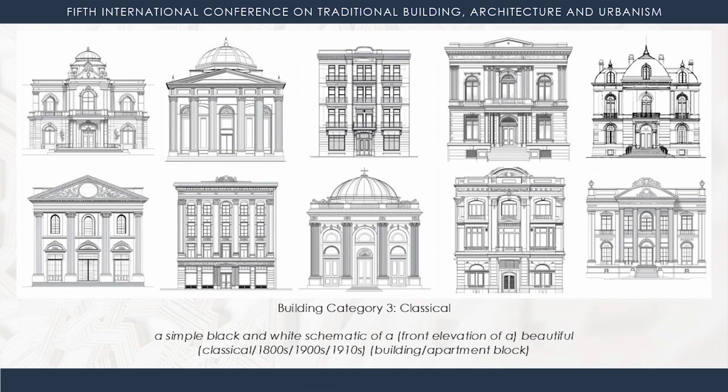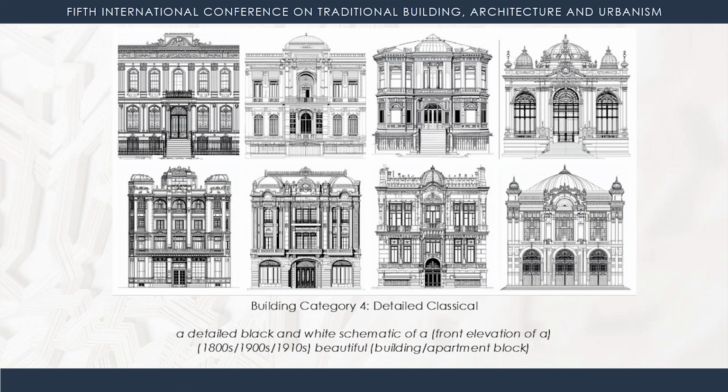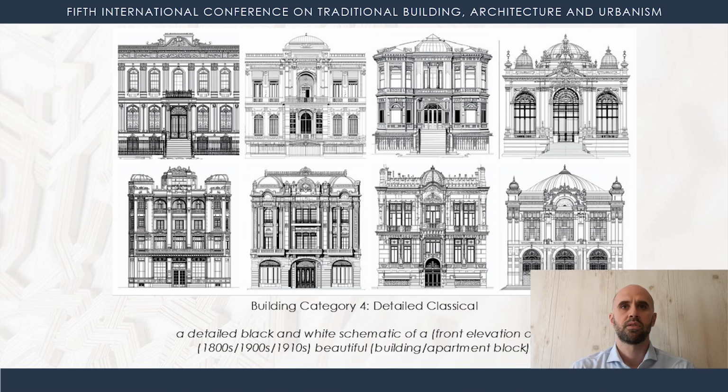The third category, Classical, includes facades that feature elements from the classical orders and display more detail than the Stripped Classical category. The AI generation was guided by variations of the prompt, a simple black and white schematic of a beautiful classical building. The fourth and final category includes facades similar to the previous 2 groups, but with a much higher level of detail and intricacy. They were generated using variations of the prompt, a detailed black and white schematic of a beautiful building.